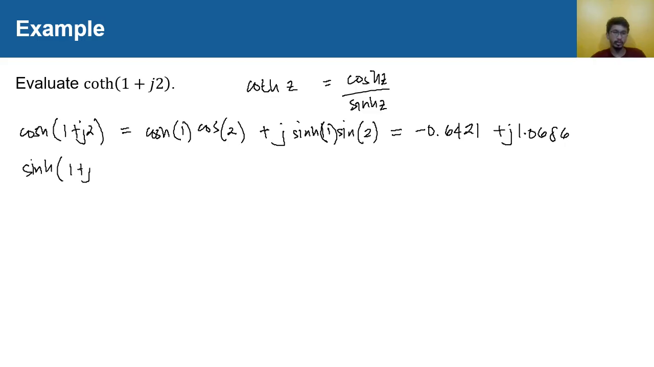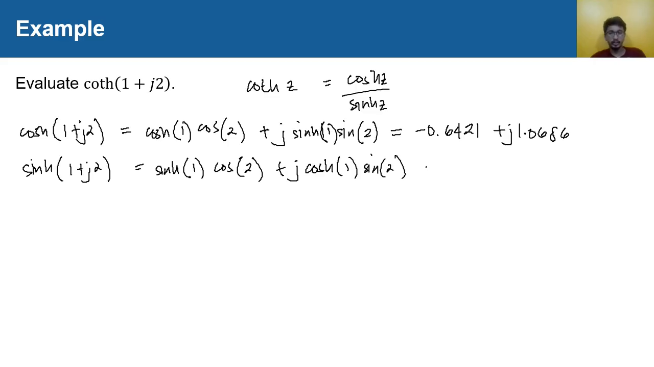And then for sinh of 1 plus j2, that is equal to sinh 1 cos 2 plus j cosh 1 sin 2. This is equal to negative 0.4891 plus j1.4031. Take note that you use the radian mode on your calculator and not degrees. You should take note of that.